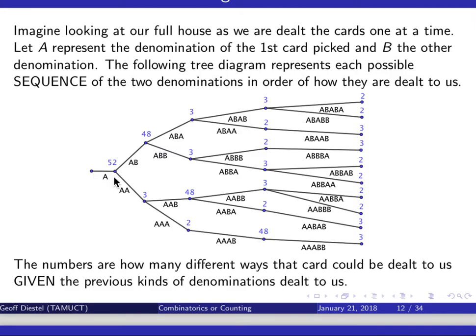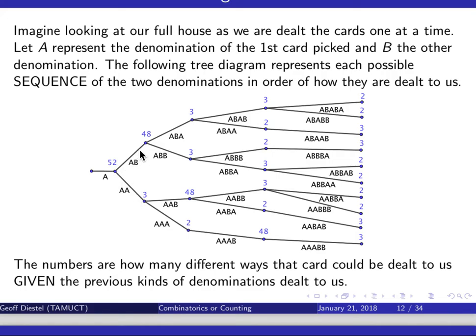So we can see there's 52 ways, 52 cards we could get, because any of the 52 cards could come first. Whatever card we happen to get, we're going to call that denomination A. So if it's fives, fives are A. After we get that first card, the second card could be a B, or it could be another one of the A denominations that we just got.